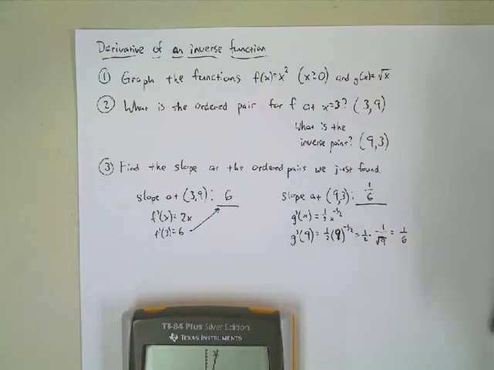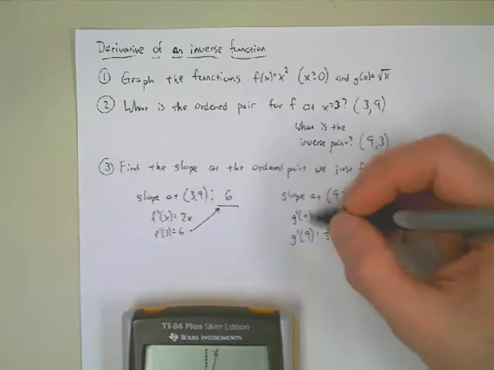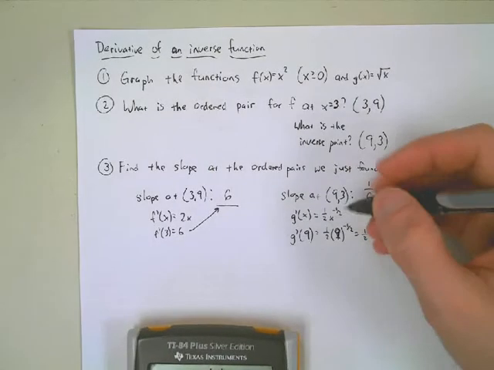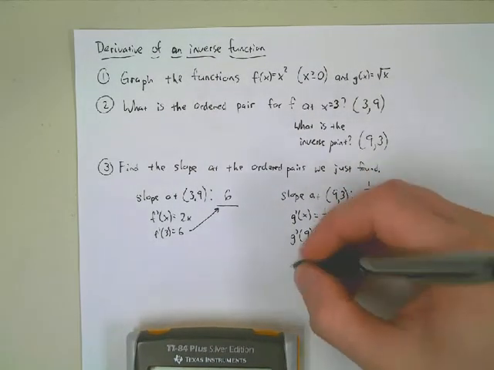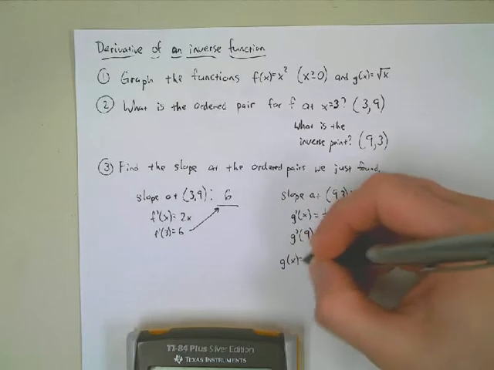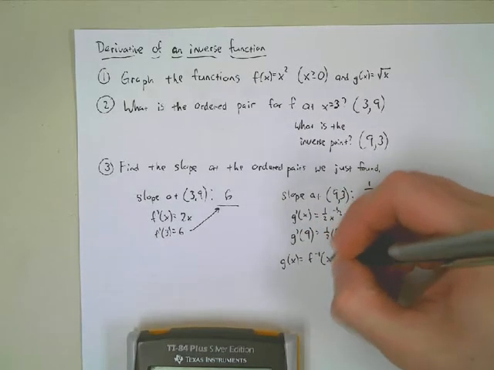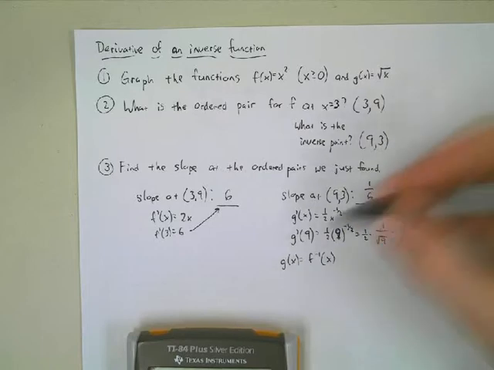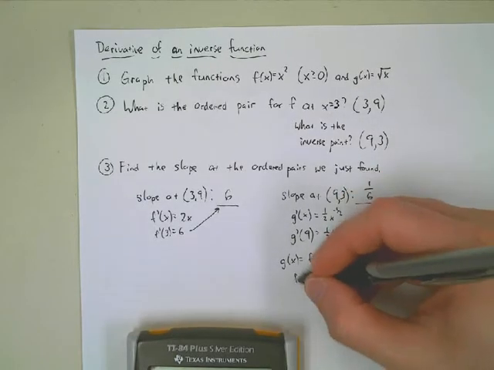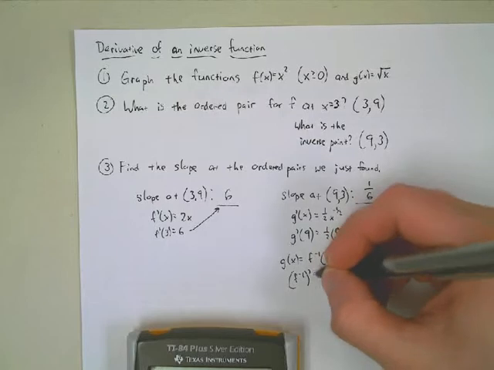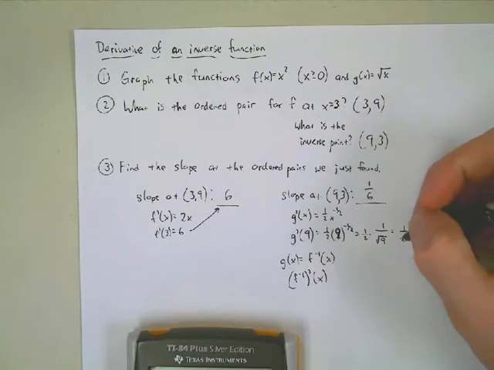So instead of saying g prime, what is g? G is the inverse of f. So g here is the same thing as f inverse. Isn't that true? The inverse of f is g. And so instead of writing g prime here, I could have just as easily said f inverse prime of x is equal to 1/2 x to the negative 1/2.